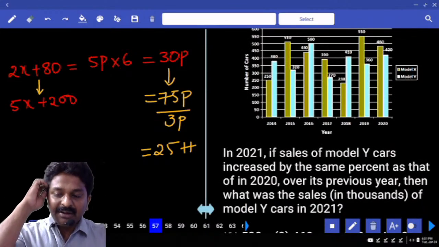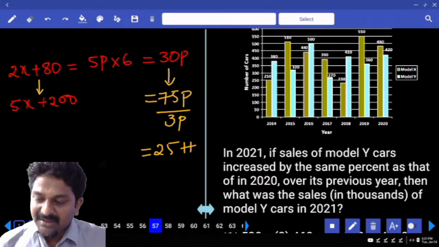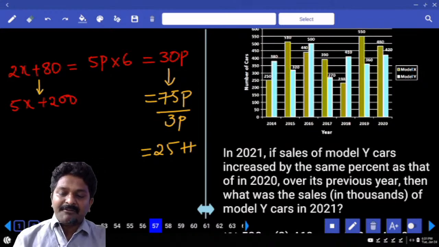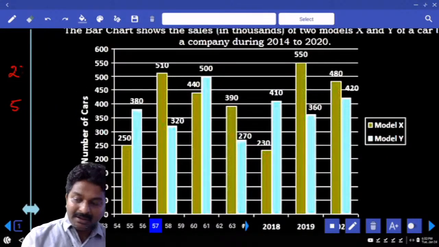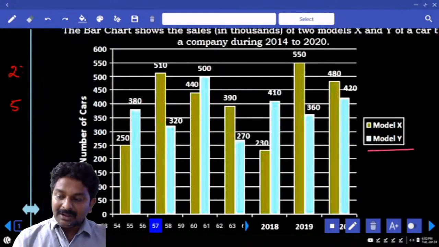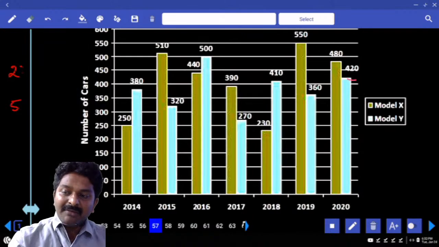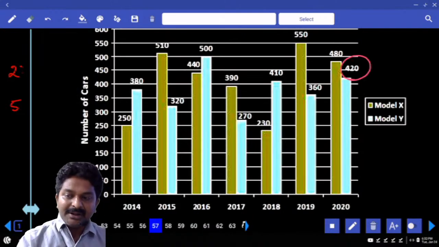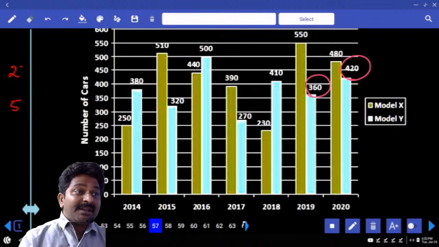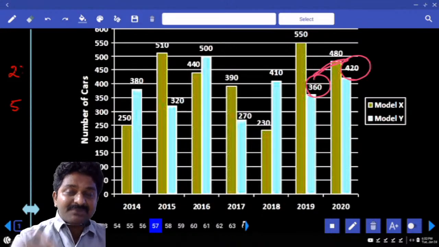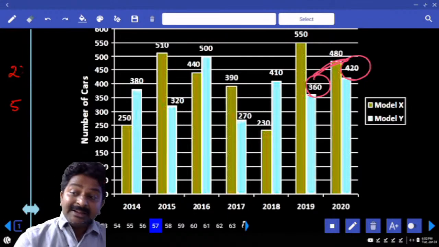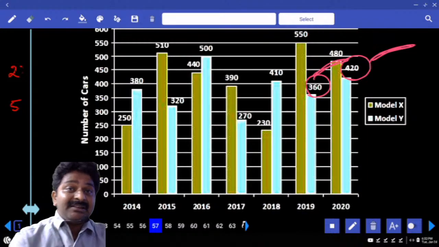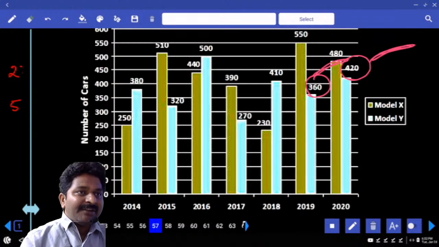Okay. In 2021, if sales of Model Y cars increased by the same percentage as that in 2020 over its previous year, then what was the sales of Model Y cars in 2021? Okay. Model Y, blue color. In 2020, how many do we have? 420. Earlier it was 360. 360 becomes 420, right? Whatever the percentage increase happened here, the same percentage we should increase upon 420 and need to identify the number.